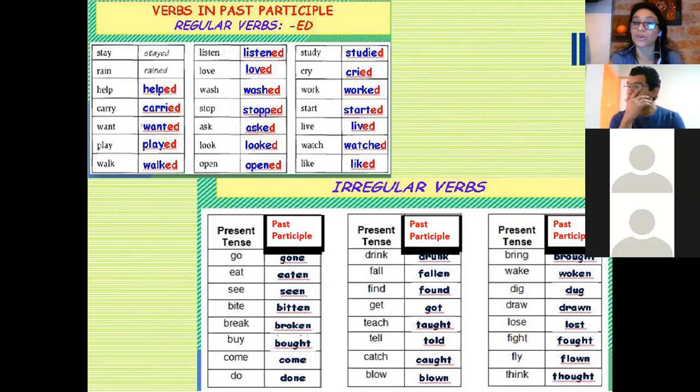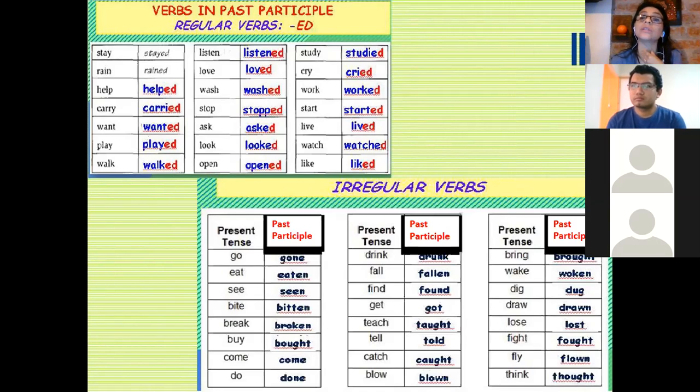So the pronunciation is very important here. So this one will be helped, carried, wanted. It's not wanted, that's in Spanish. The pronunciation is not id, it's id. Do you hear the difference? Pronunciation is very important, guys. Wanted. All right, played, walked, listened. Loved, washed. See, it's a T sound. Do you hear the difference between washed and loved? Yes. If you can, put your hand on your throat and say washed. It doesn't have to vibrate. No, tiene que vibrar aquí.